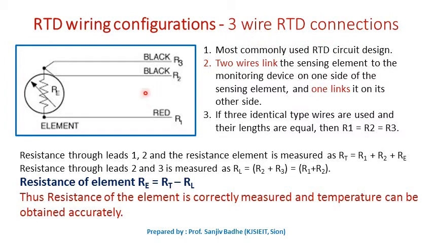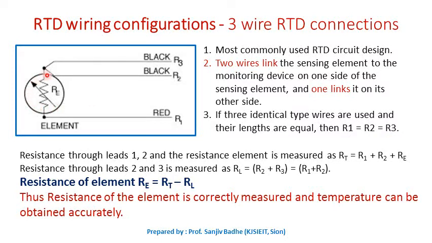So, in 3-wire configuration, 2 wires link the sensing element to the monitoring device on one side, and 1 wire links it on the other side. So, on this end we have 2 wires connected to the sensing element, and on this end we have only 1 wire connected to the sensing element. Now, what is the use of these 2 wires? We will intentionally select all these 3 wires having the same resistance. So, R1 is equal to R2, which is equal to R3.